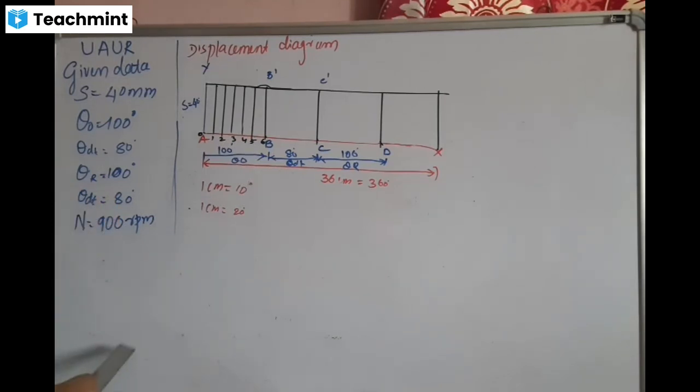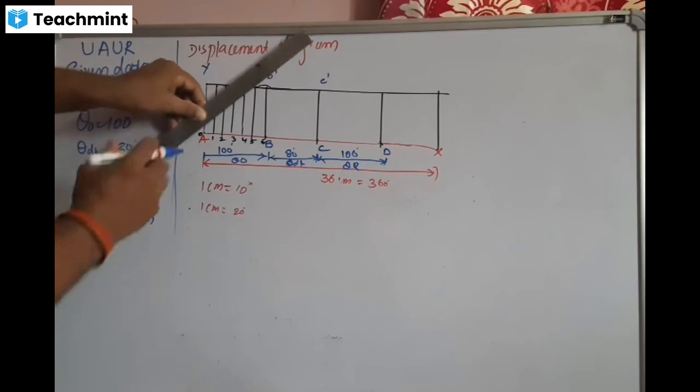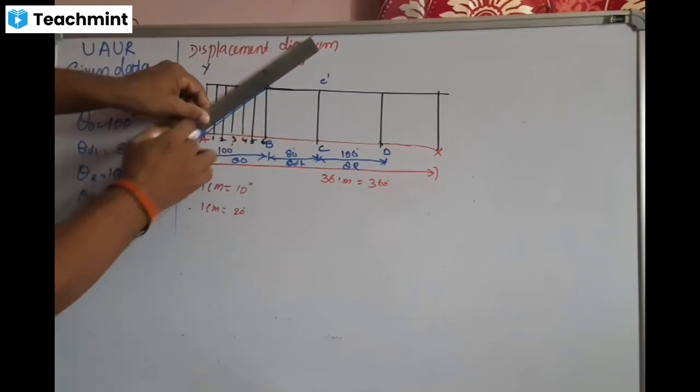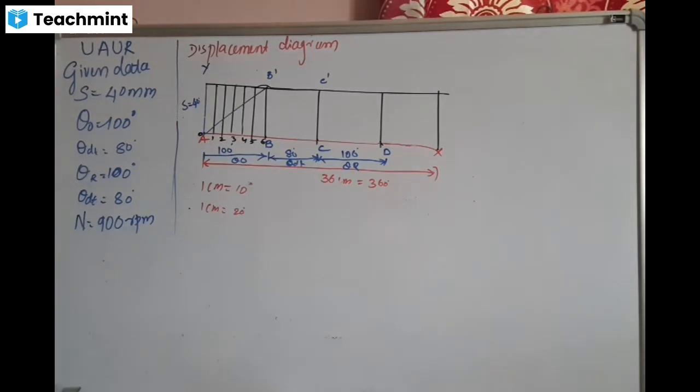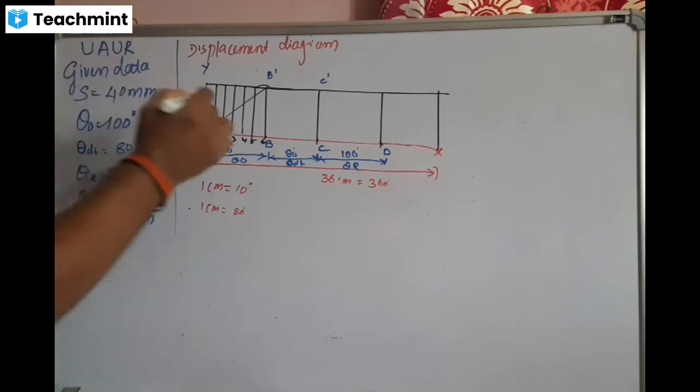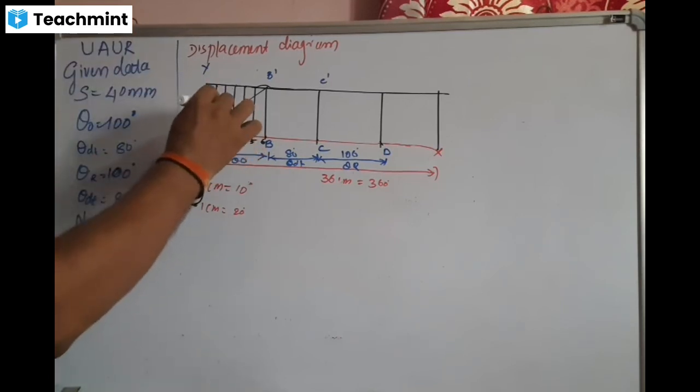Now you just join the line. That means you just join the points O and B dash here. Now the thing is that to get uniform acceleration, the curve you are going to get here is a sine curve. Sorry, you are going to get a cosine curve here. Now let us mark this as a midpoint.